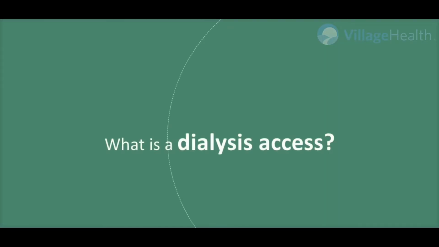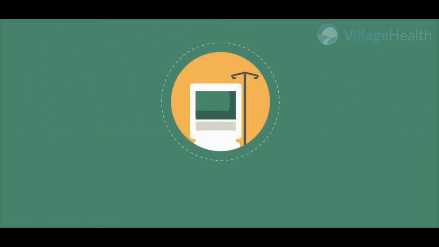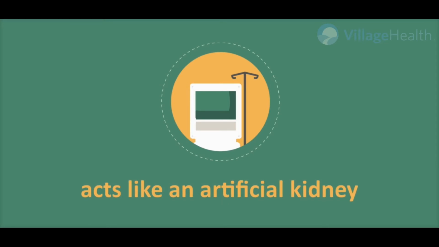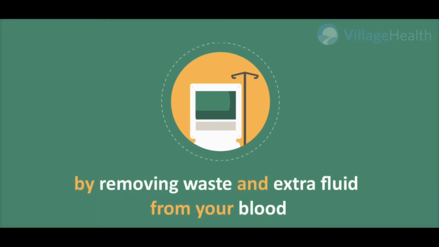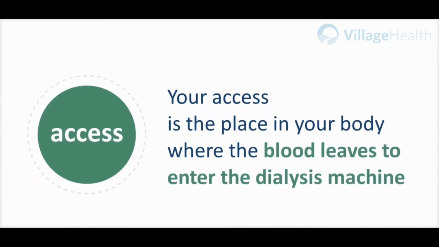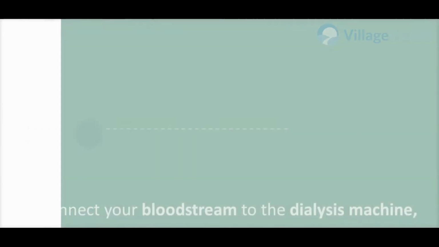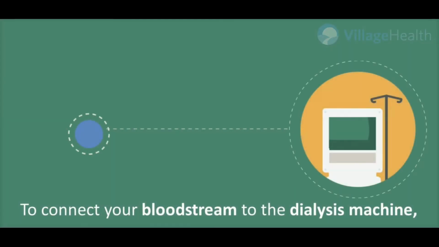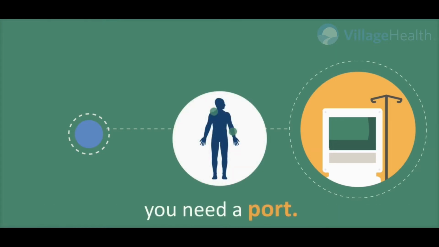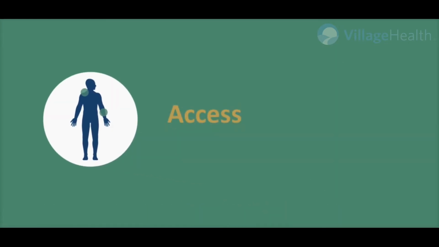What is a dialysis access? As you may already know, the dialysis machine acts like an artificial kidney by removing waste and extra fluid from your blood. Your access is the place in your body where the blood leaves to enter the dialysis machine and returns when cleaned. To connect your bloodstream to the dialysis machine, you need a port in your body. We call this an access.